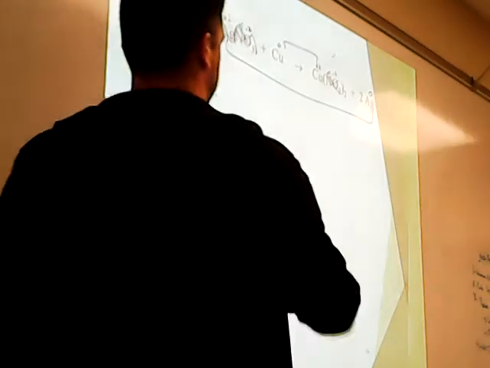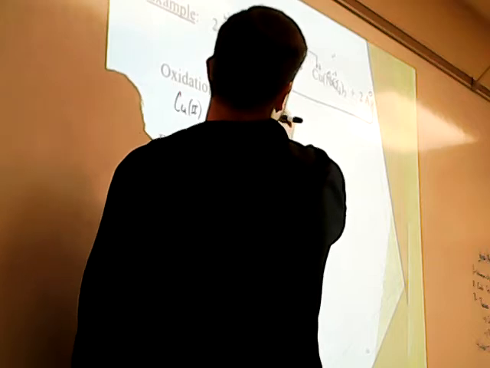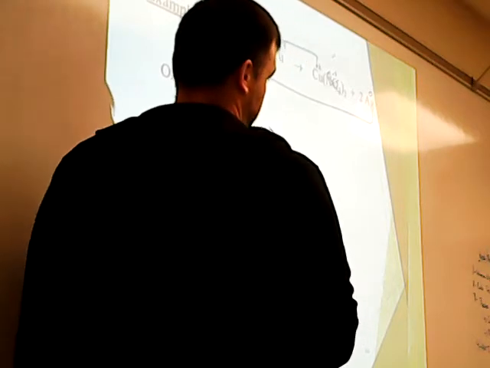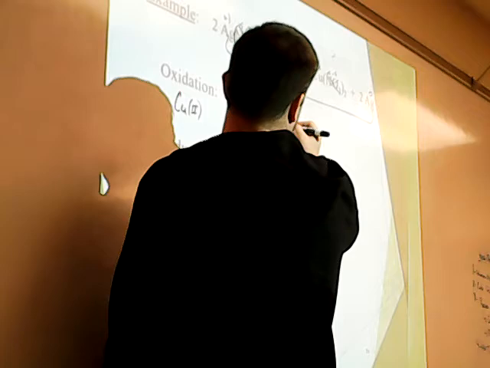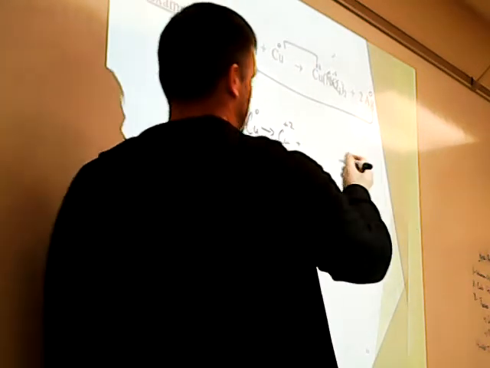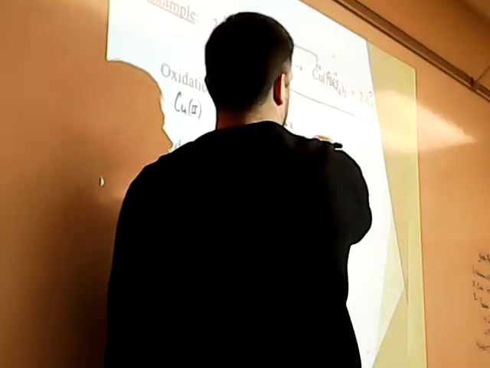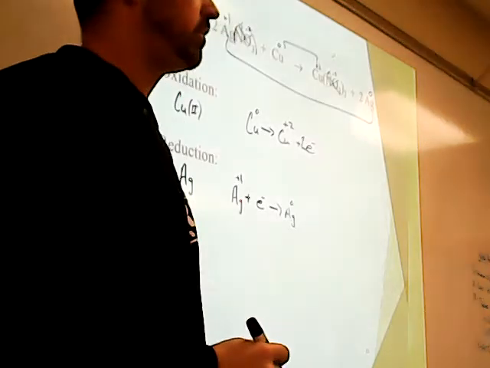Now if we go up to the oxidation, we start with copper 0. To get that to copper +2, what did we need to do? Kick off 2 electrons. Two electrons, to make it balanced.